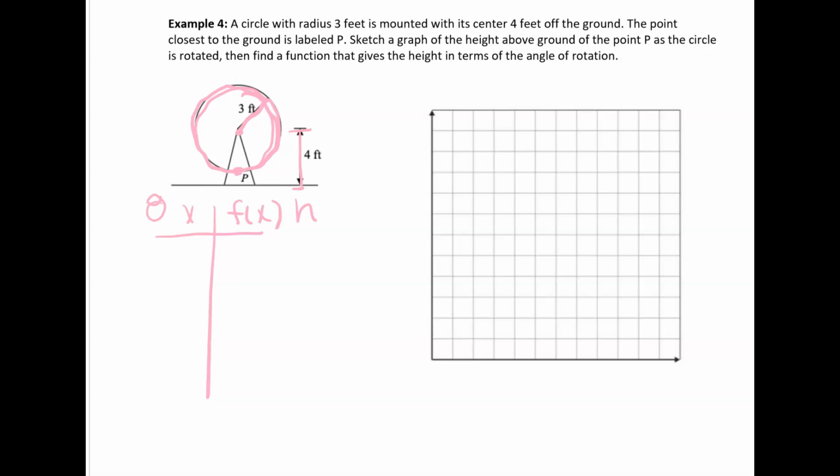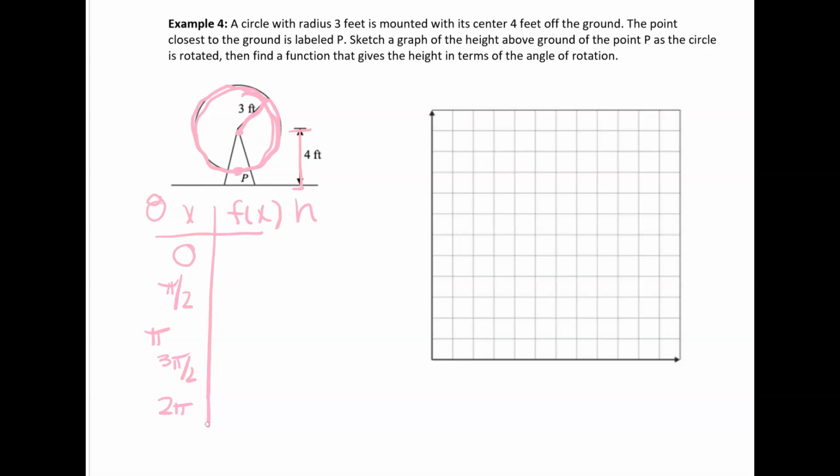And so I'm going to start at an angle of 0, our starting point. Then I want to go to pi over 2, pi, 3 pi over 2, and then 2 pi would be a full rotation all the way around the circle. So we're just going to look at quarter pieces.